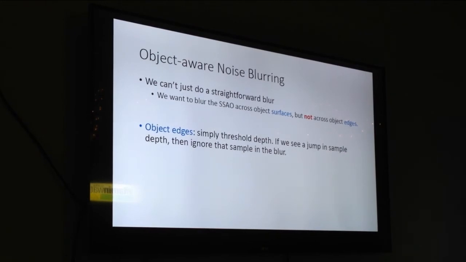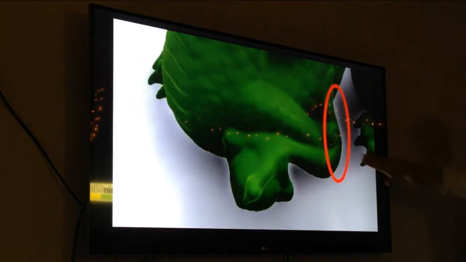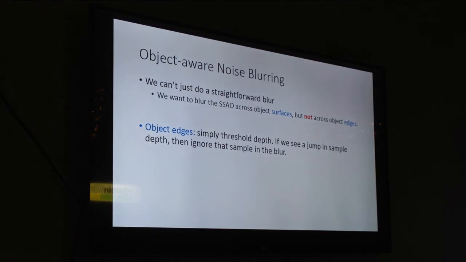What we're trying to do is blur the screen space ambient occlusion, but we don't want to blur it across the screen naively. We want to blur it across the surface of the object. Well, we can't actually blur it across the surface of the object, but we can make it look like we did. That's close. So, in order to make it look like that, we need to be aware of object edges.